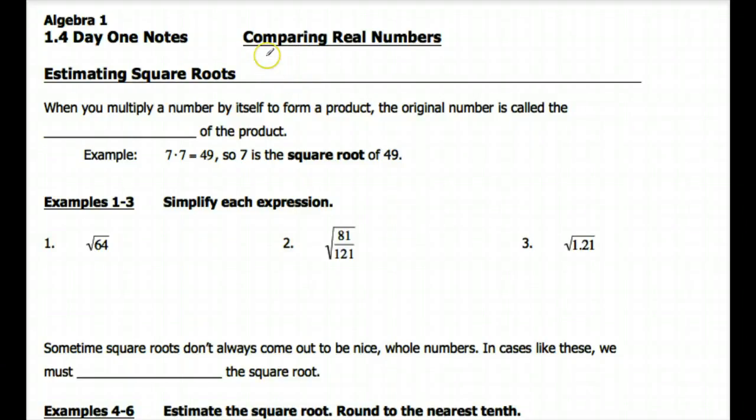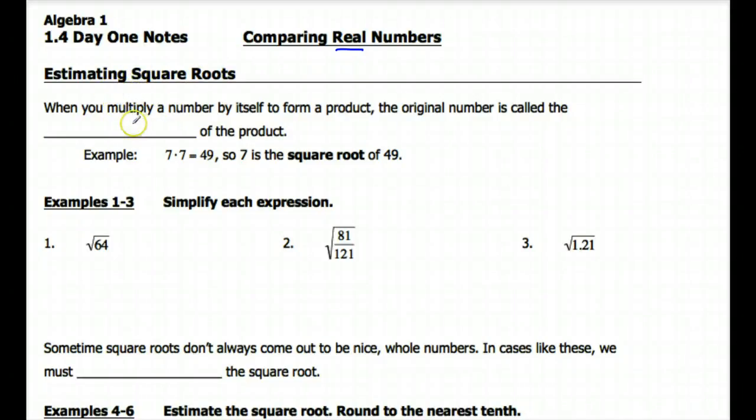You may be asking yourself, why am I calling this comparing real numbers? Why am I not just saying comparing numbers? We'll talk about this a little bit more in the next unit, okay, what I mean by that term real numbers. So the first thing I want to talk about in this video is how to work with square roots, which hopefully you've seen before, and specifically how to estimate square roots.